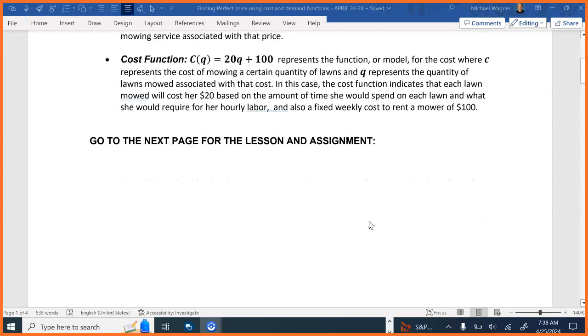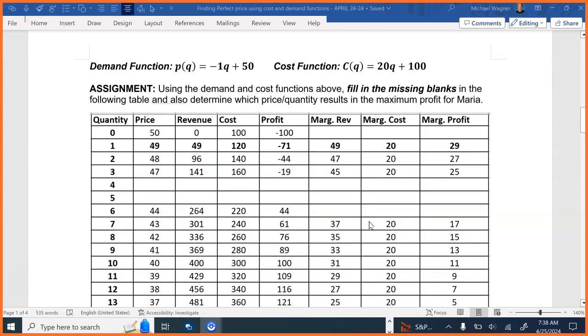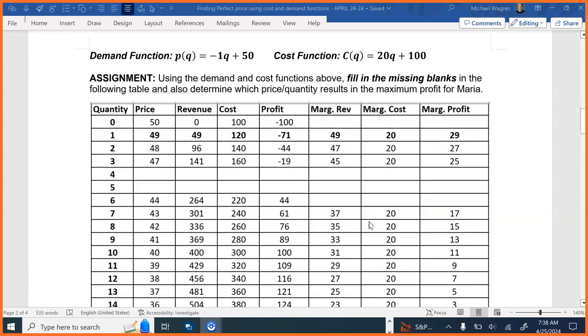Okay, so the next page is the assignment. So what do we have? I've put the demand and the cost functions back up on top. And what we're going to do is just make a table. I didn't make you fill out the whole thing, but I want you to figure out at least part of it so you can understand how it all comes together. So the demand function, okay? Again, your assignment is to fill out the missing blanks right here using the demand and cost functions. So I'm going to show you an example of a few.